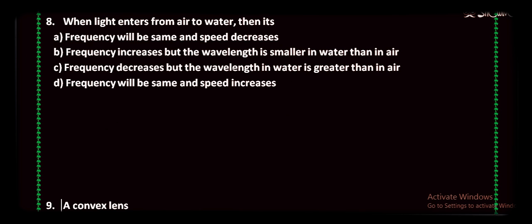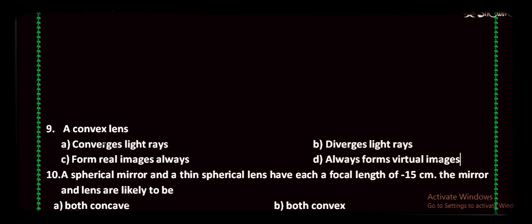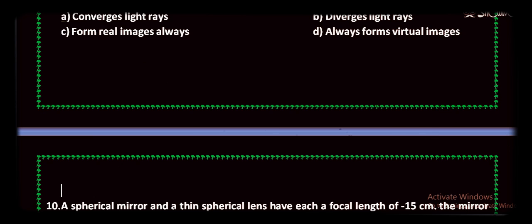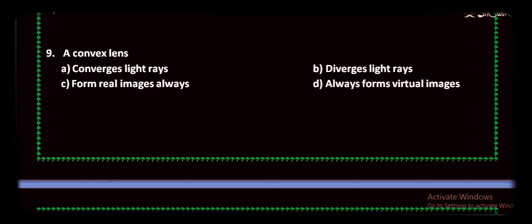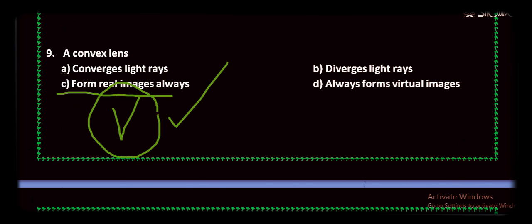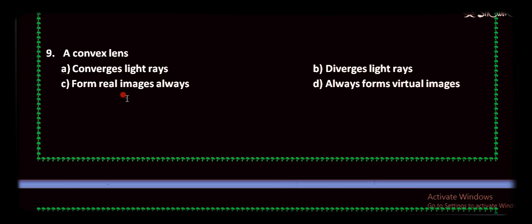Question number 9 is a convex lens. Now this is another tricky question. So convex lens converges light rays. This is the very basic thing you have to know. But some options were there also that can confuse you. So it always converges the rays. Converging lens forms real image always? No, it can form a virtual image also. We have seen the case of third question, magnifying glass, I think. Second question. So in second question it is forming virtual image. So this is wrong here.